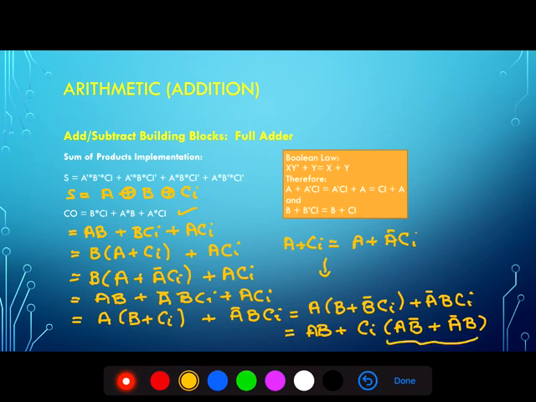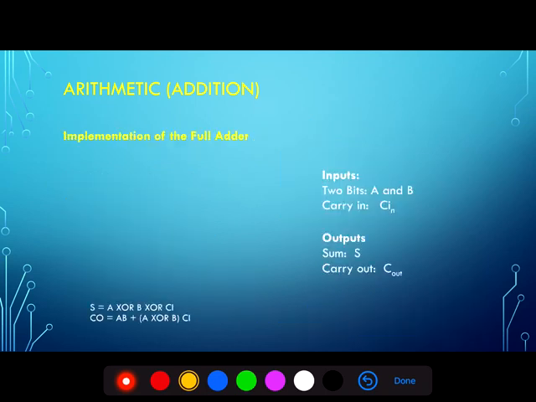So now we can say that our output CO is just equal to A and B, or Ci times A XOR B. And since we're already using A XOR B in sum, we've saved a logic gate by making that XOR gate redundant in CO and S. So let's look at the implementation now in actual logic gates.